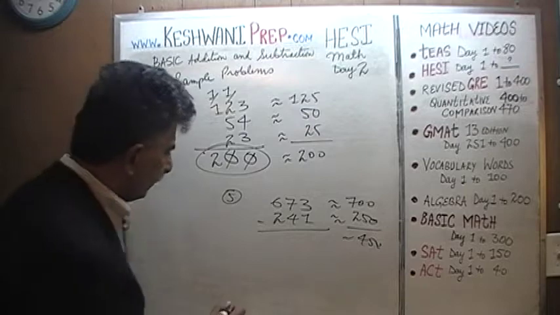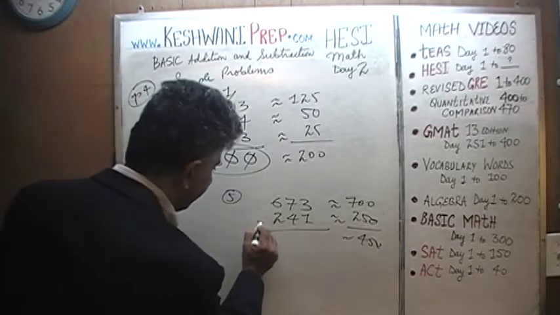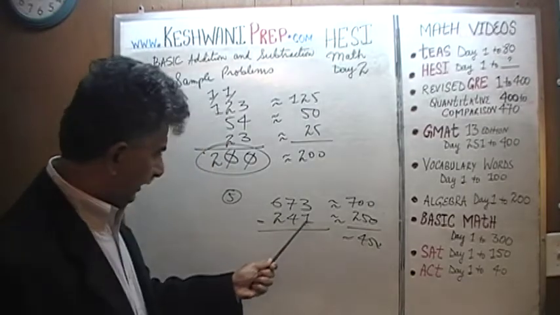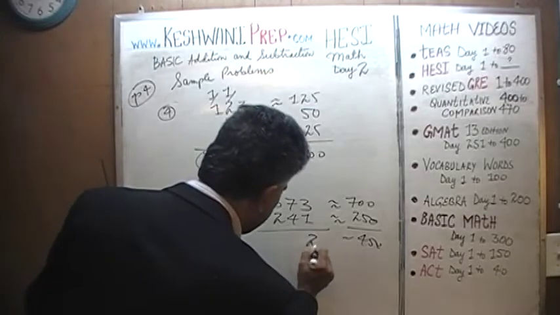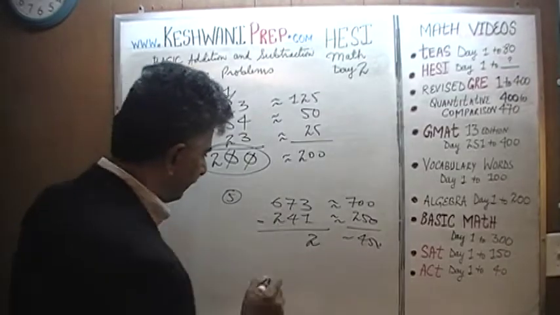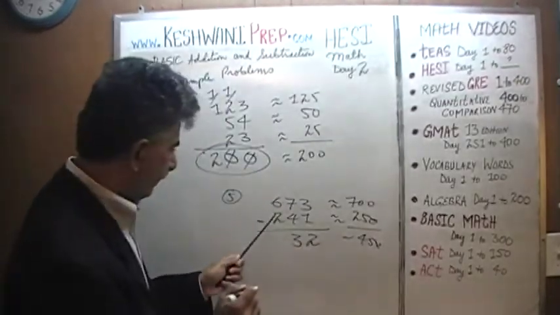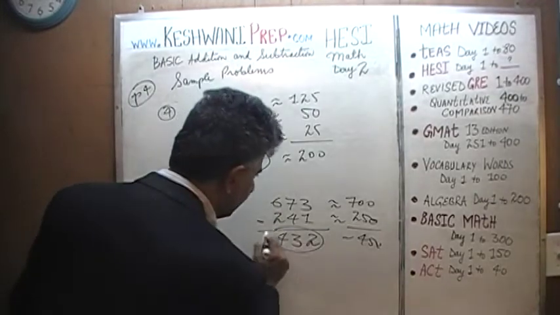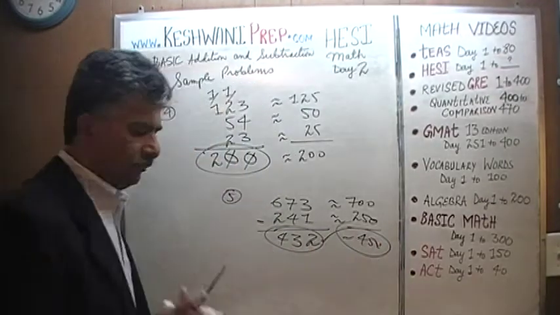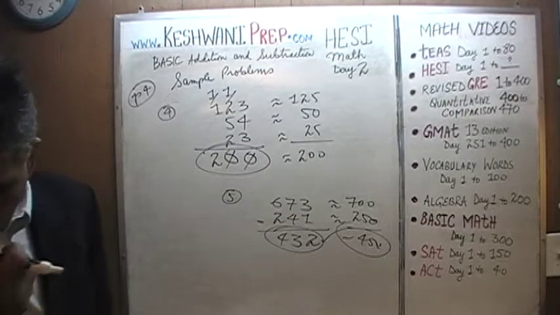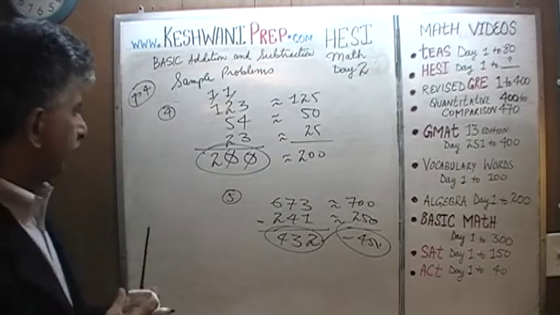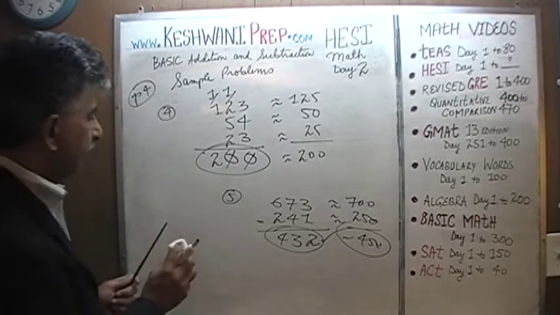3 plus 1 is, well, not 3 plus 1, this is a minus, right here, there's a minus sign here. 3 minus 1 is 2, 7 minus 4 is 3, and 6 minus 2 is 4. There you go, 432, which is what we said, around 450. Let's do the next one, number 6.